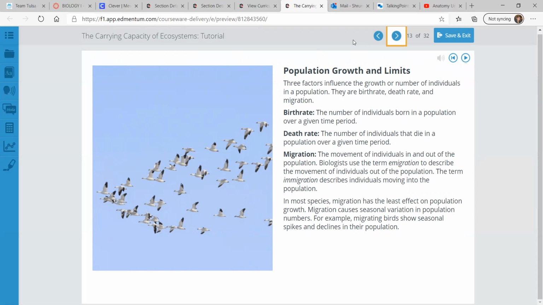Biologists use the term emigration to describe the movement of individuals out of the population, and immigration to describe individuals moving into the population. So emigration, immigration. In most species, migration has the least effect on population growth. Migration causes seasonal variation in numbers, but not necessarily permanent differences. Birth rate and death rate are more important in that regard.